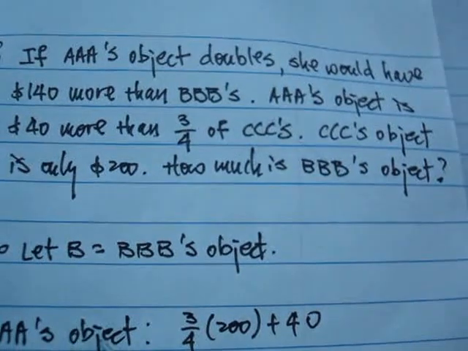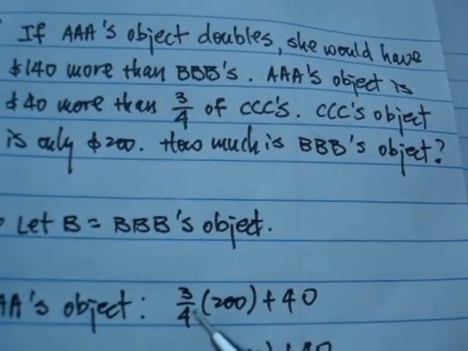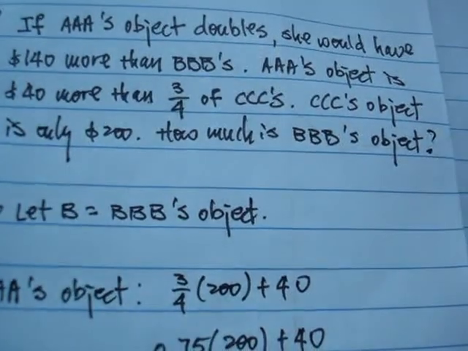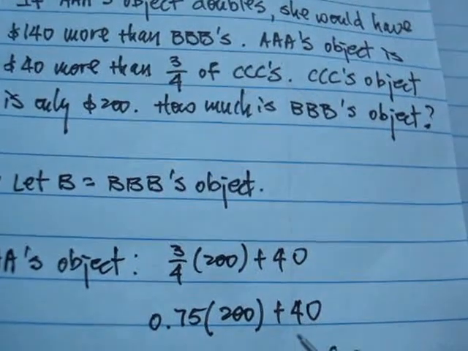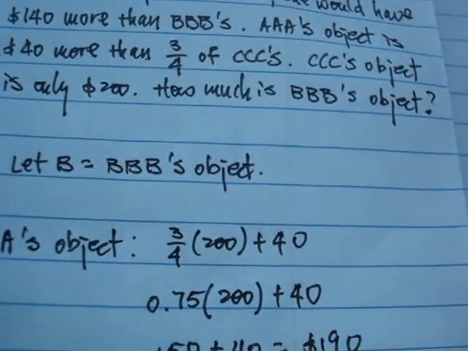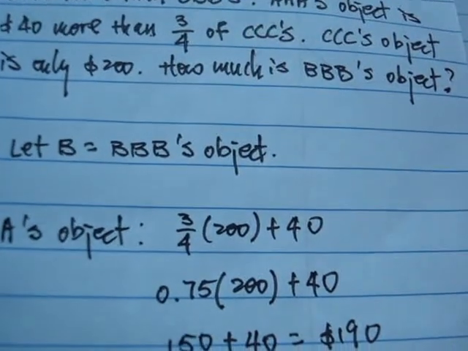Once you have the expression for AAA's object, the next thing is to solve for it. 3 divided by 4 is 0.75, times 200 plus 40, which equals 190. So AAA's object is 190.